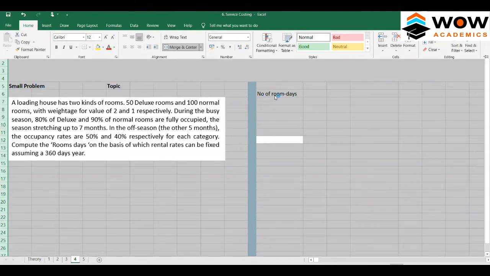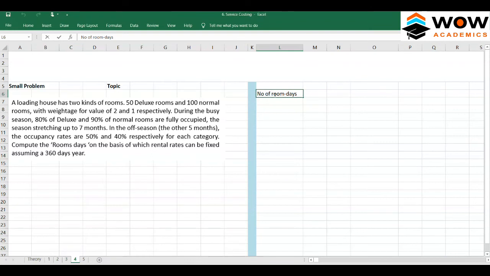So we'll start. We need to find out the total number of room days, and this is going to be in a year. That's what we have to find. The question says that there are 2 types of rooms, so we have to classify them like that, and then only we can do it. There is a deluxe room, and there is a normal room. So deluxe room days we have to get, and normal room days we have to get. So we'll put that also. It's going to be room days.